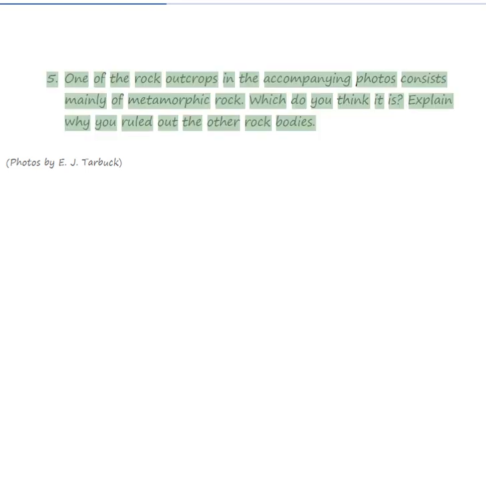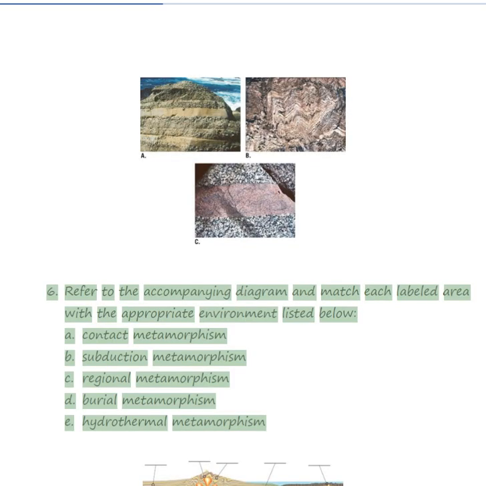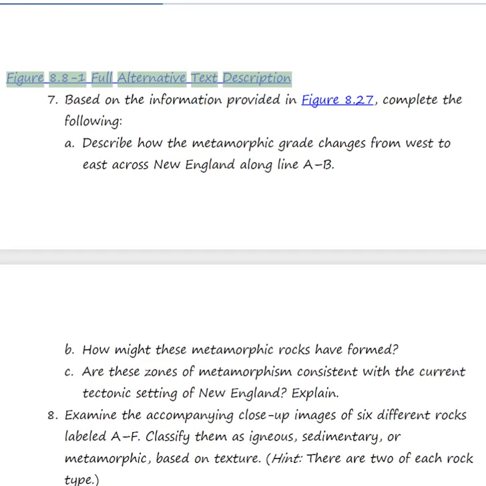Explain. 5. One of the rock outcrops in the accompanying photos consists mainly of metamorphic rock. Which do you think it is? Explain why you ruled out the other rock bodies. 6. Refer to the accompanying diagram and match each labeled area with the appropriate environment listed below. A. Contact metamorphism. B. Subduction metamorphism. C. Regional metamorphism. D. Burial metamorphism. E. Hydrothermal metamorphism. Figure 8.8 to 1 full alternative text description.